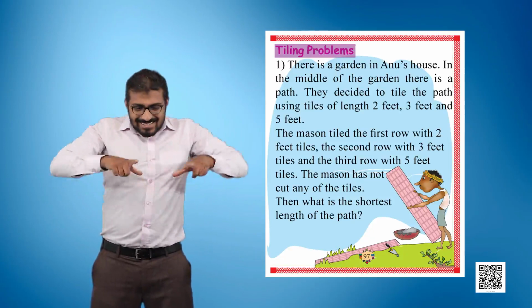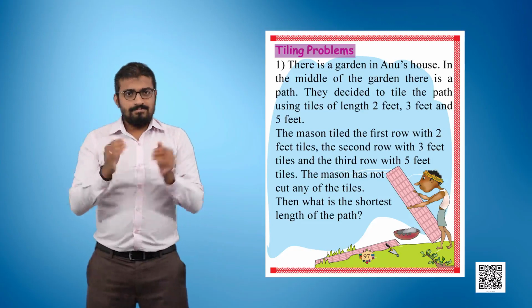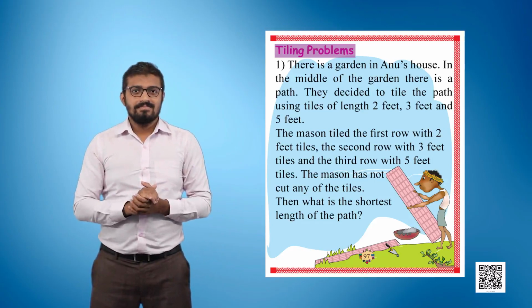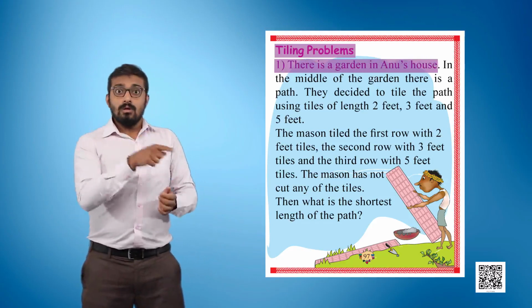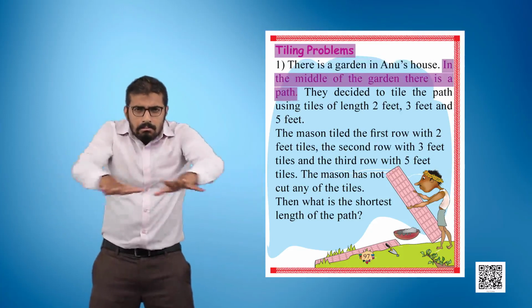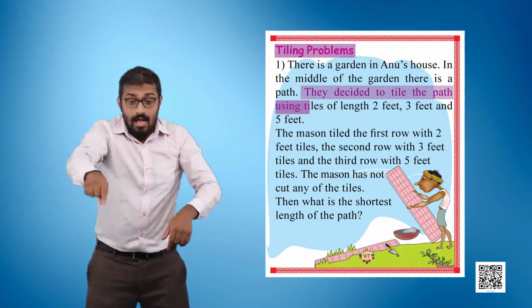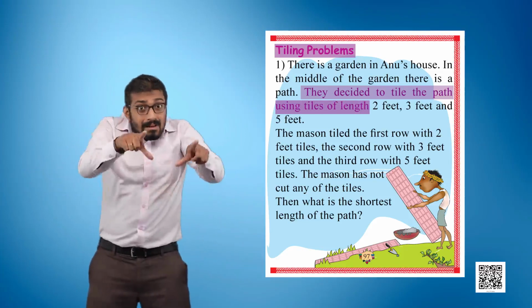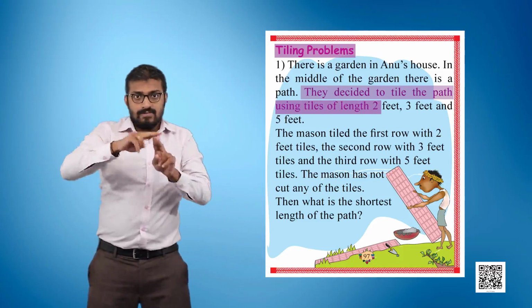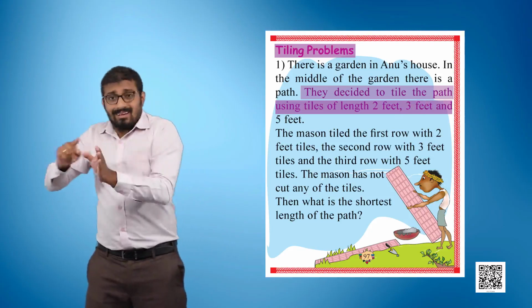Tiling problems. 1. There is a garden in Anu's house. In the middle of the garden there is a path. They decided to tile the path using tiles of length 2 feet, 3 feet, and 5 feet.